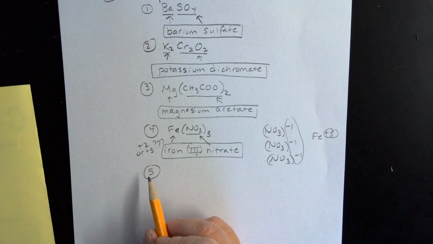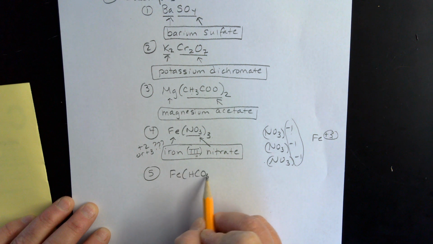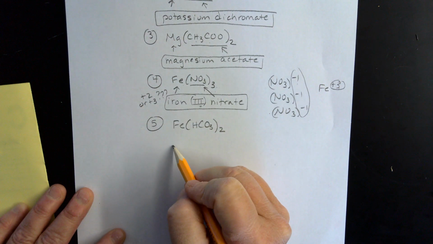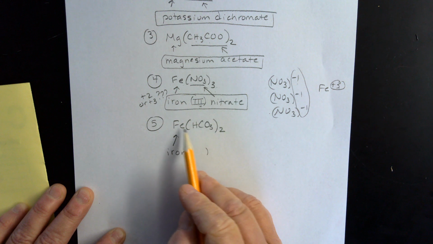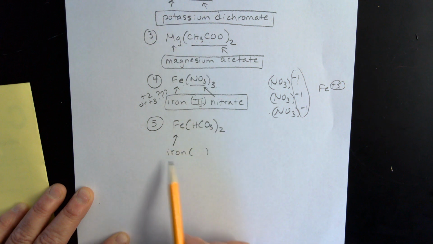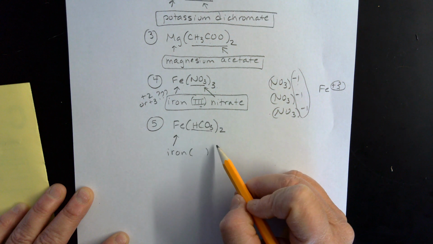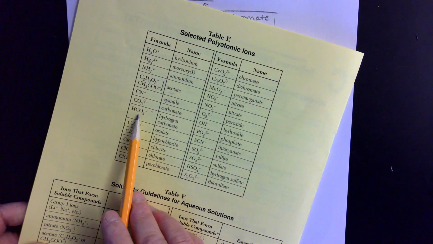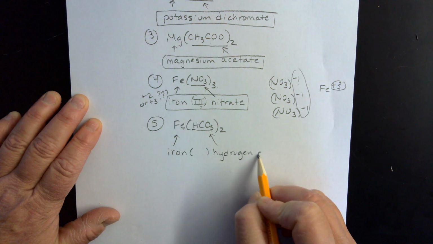Okay, one other example here is going to be Fe(HCO3) followed by a 2. Okay, so we know Fe is iron. We're not sure yet if this iron is a +2 or a +3, so we'll come back to that. Now look up HCO3 on your reference table E. HCO3 is right here. It is called hydrogen carbonate. So iron, hydrogen carbonate.